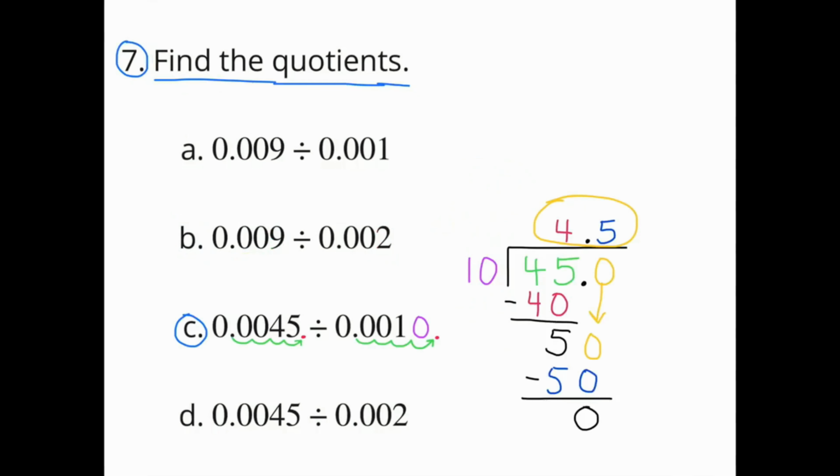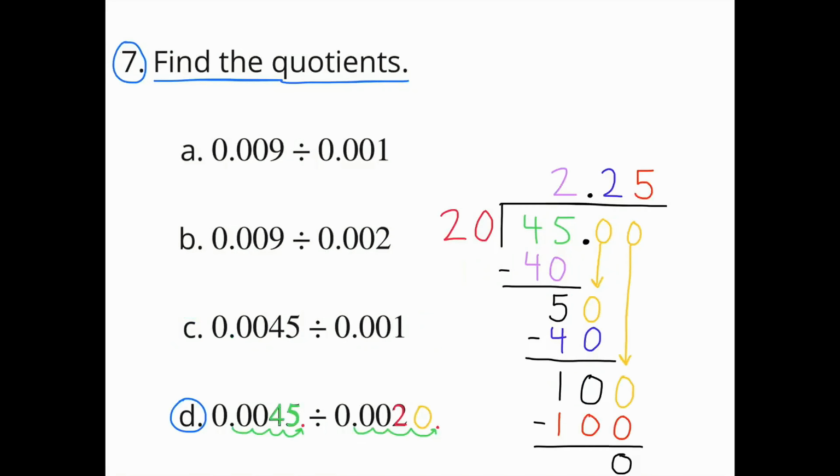C. 45 10,000ths divided by 1,000ths. This time I needed to make the 45 10,000ths 10,000 times bigger, so I moved the decimal 4 places to the right. And I had to do that to the 1,000ths also, placing a 0 as a placeholder so that 1,000ths would become 10. And 45 divided by 10 is 4 5/10.